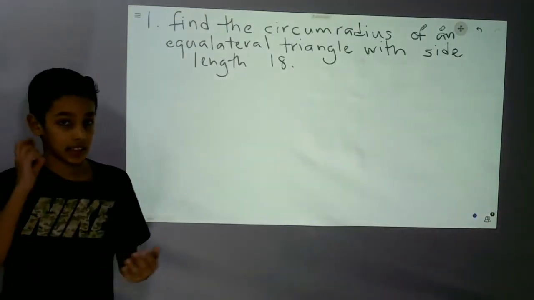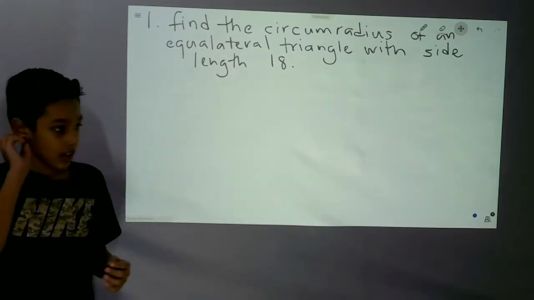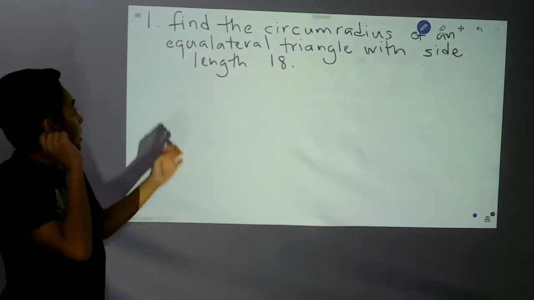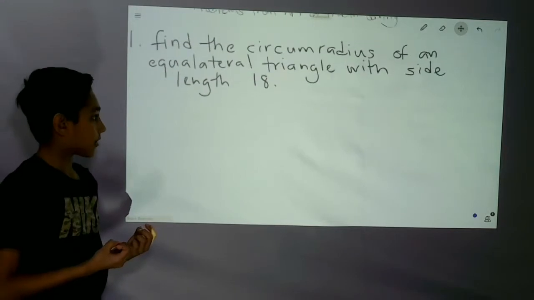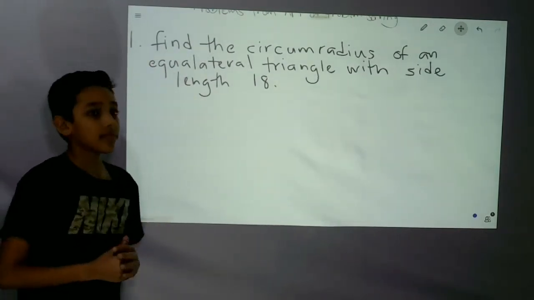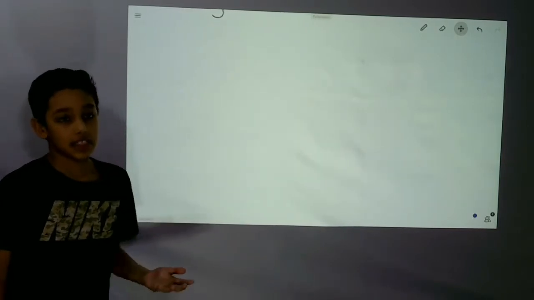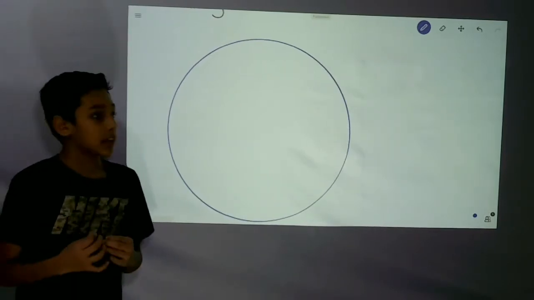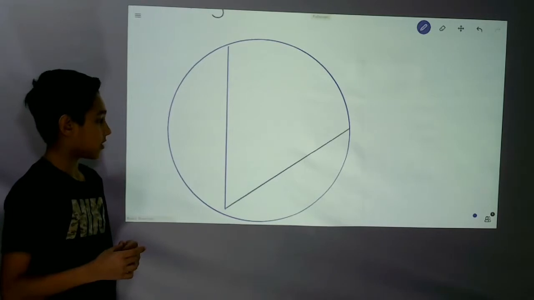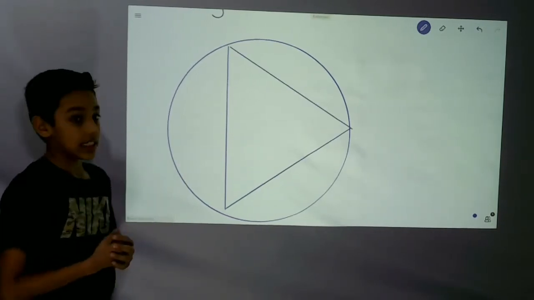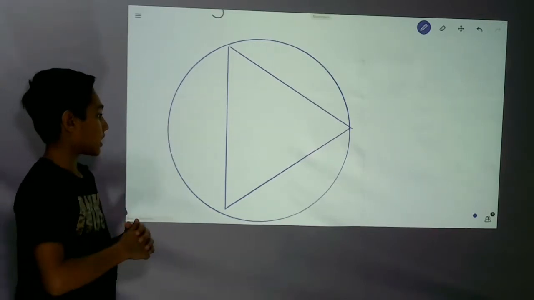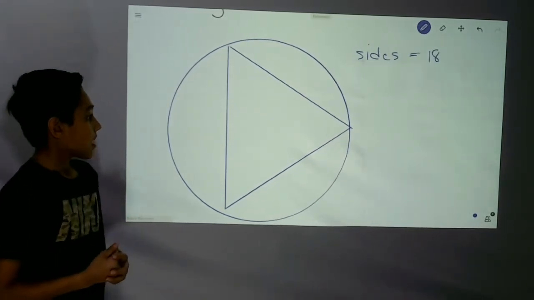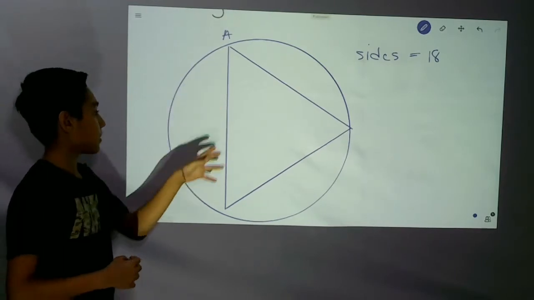So now that you know what a circumcircle, circumcenter, and a circumradius are, we can go ahead and start on the problem. Since we're trying to find a circumradius, the problem says find the circumradius of an equilateral triangle with side length 18. So first let's draw the circle, because it's asking for the circumradius, and then we can draw the triangle within it. Remember, it's an equilateral triangle, which means all the sides are equal. So all the sides must be 18, and it needs to be labeled A, B, and C.